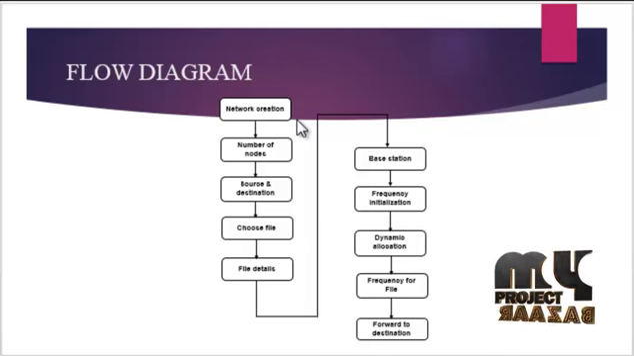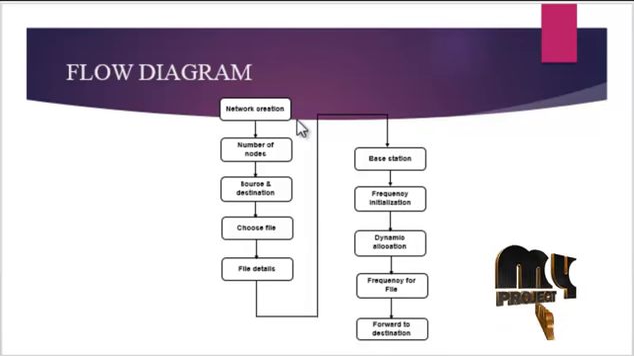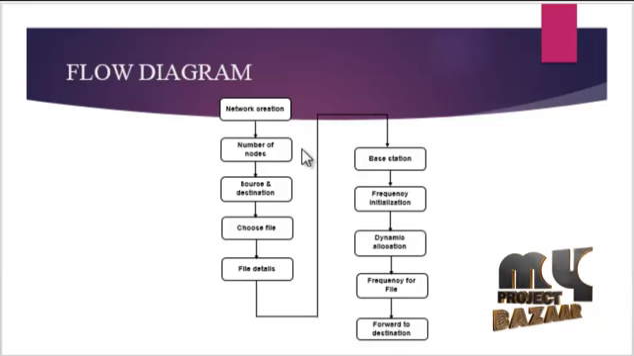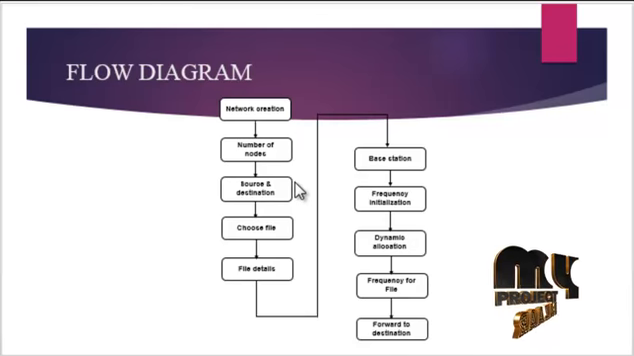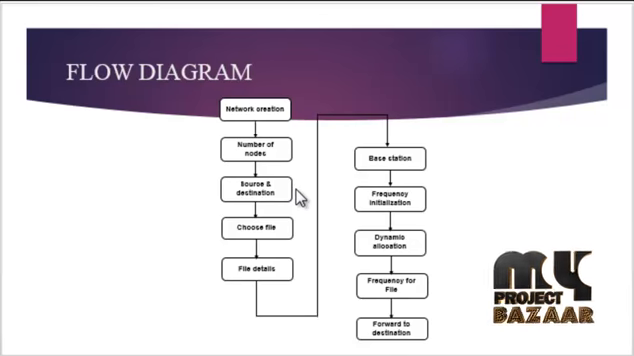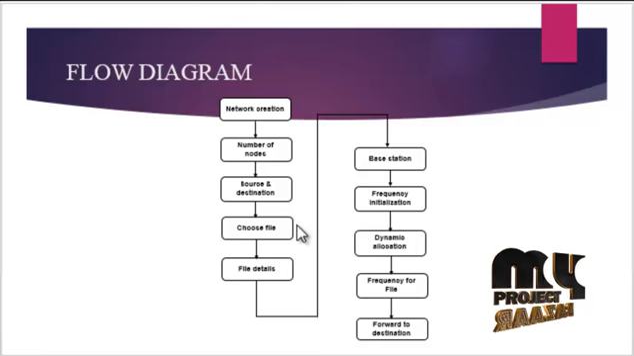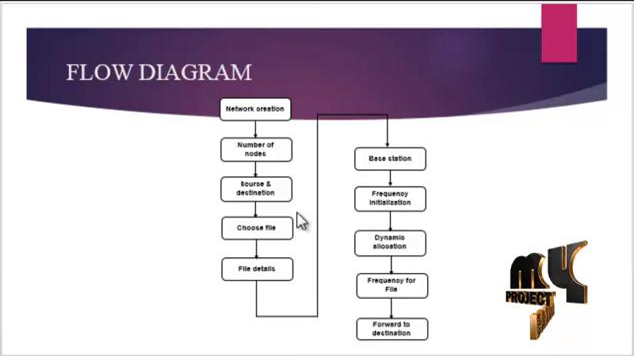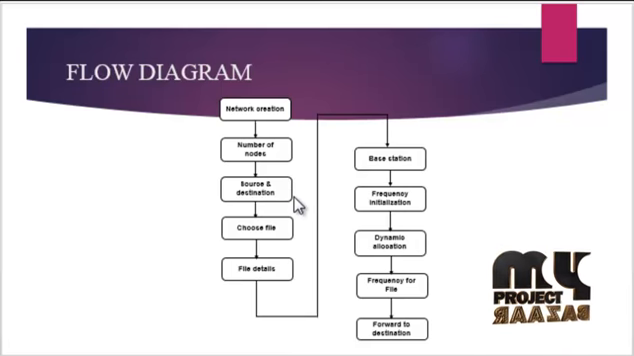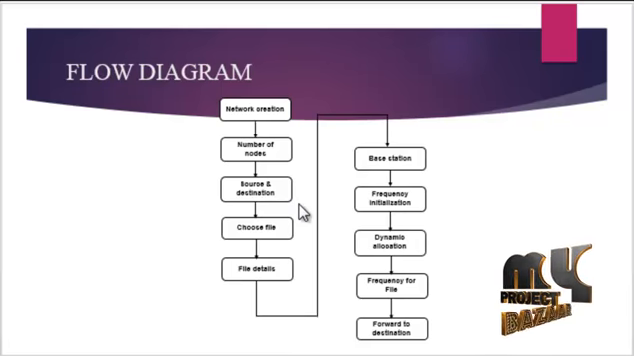Now we are going to see the flow diagram. First, the network is created with the number of nodes. Then we have to select the source and destination from the created nodes. Then the source node will choose a file for transmitting to the destination. Each source and destination has a specific IP address.